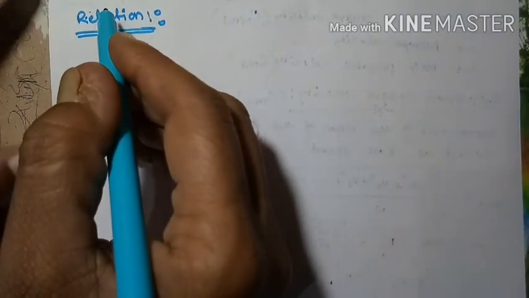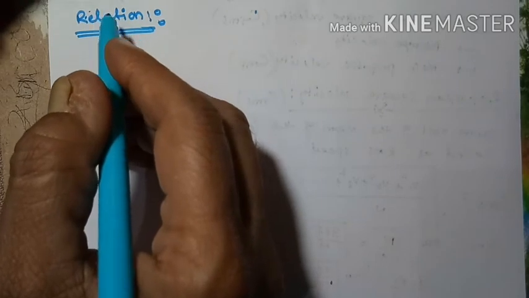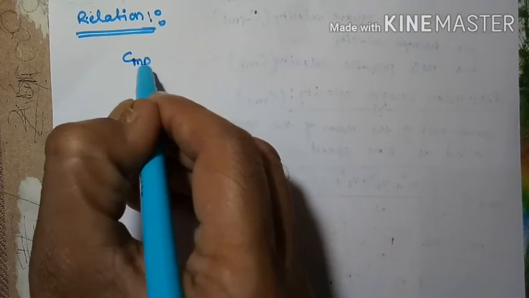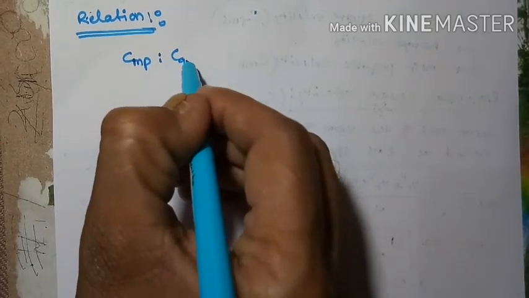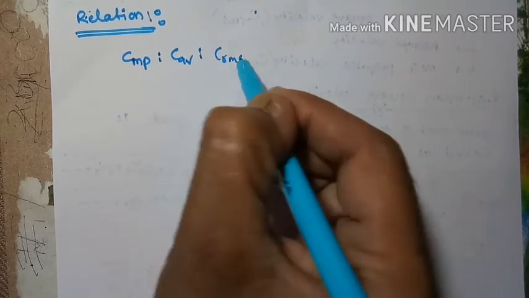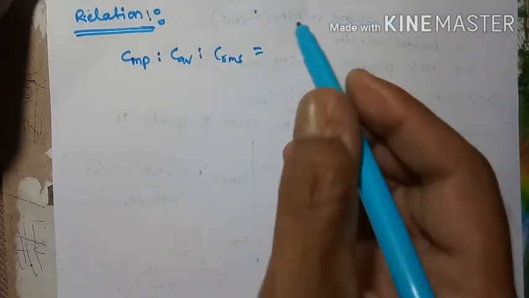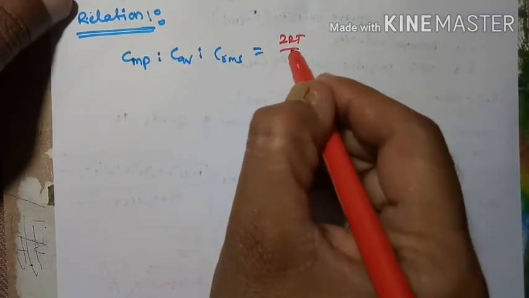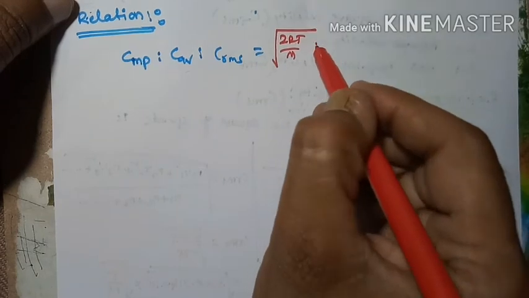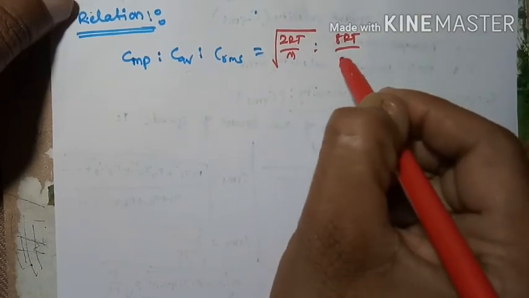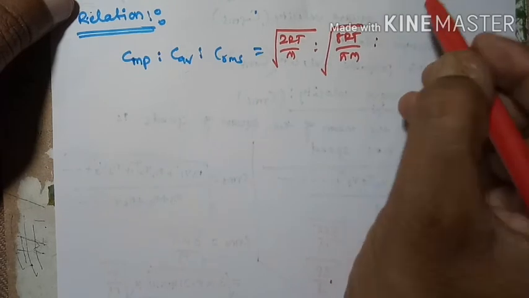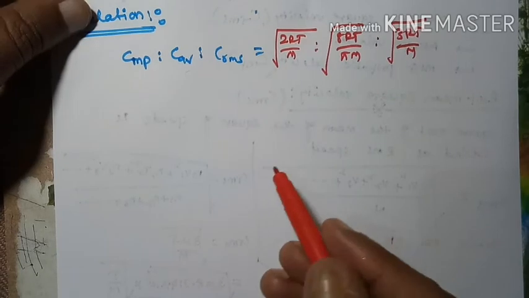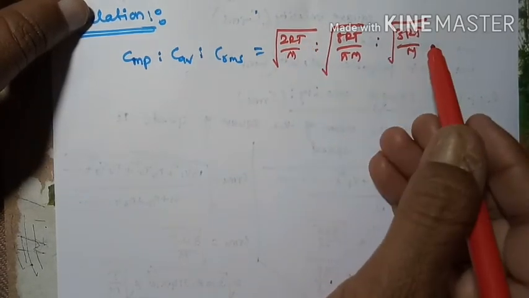Now the relation among the different molecular speeds, different molecular velocities. We have the most probable velocity, the average velocity, and the RMS velocity. The most probable velocity is under root of 2 RT by M. The average velocity is under root of 8 RT by pi M. The RMS velocity is under root of 3 RT by M. So in each, RT by M is common.